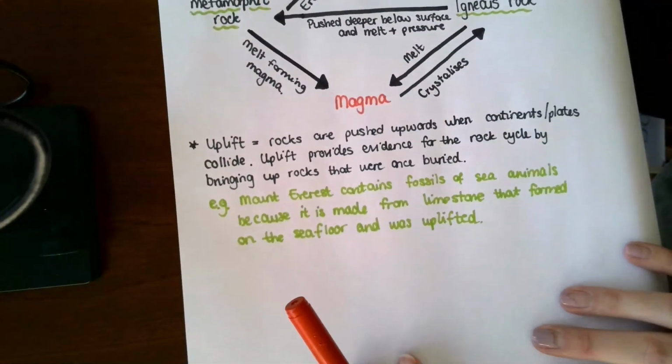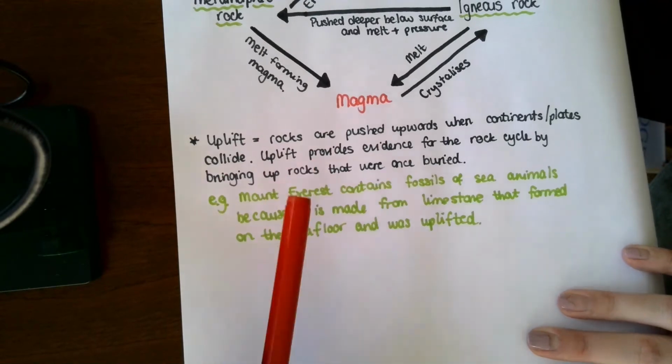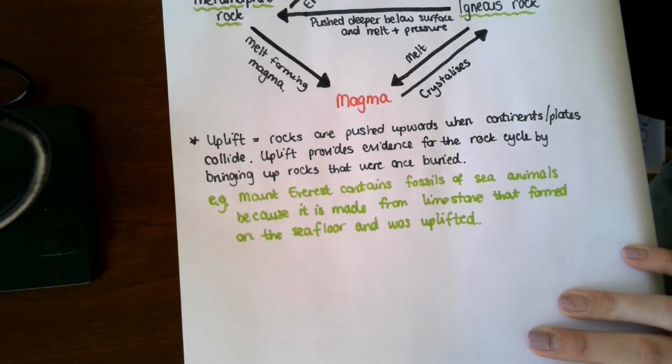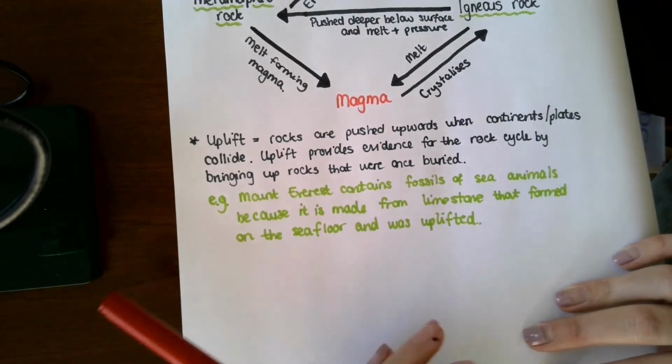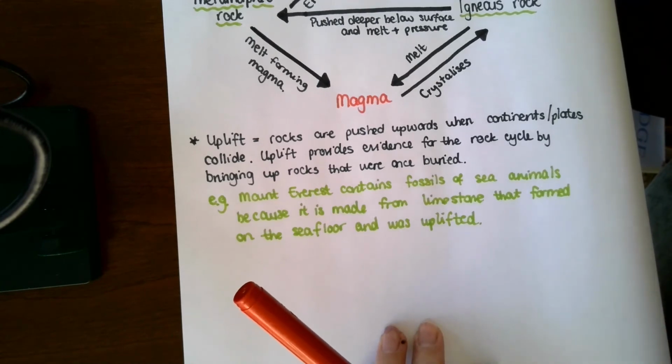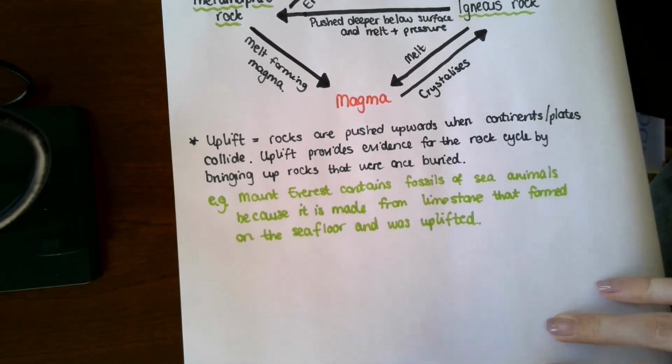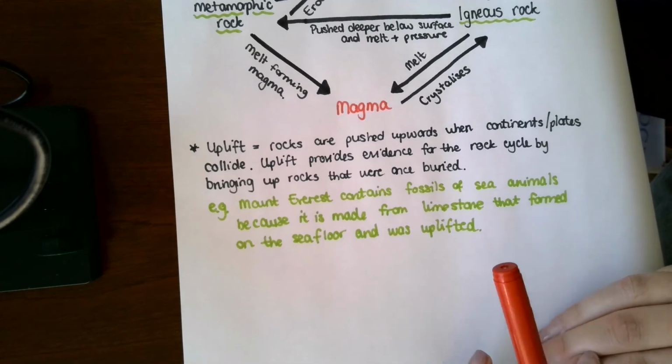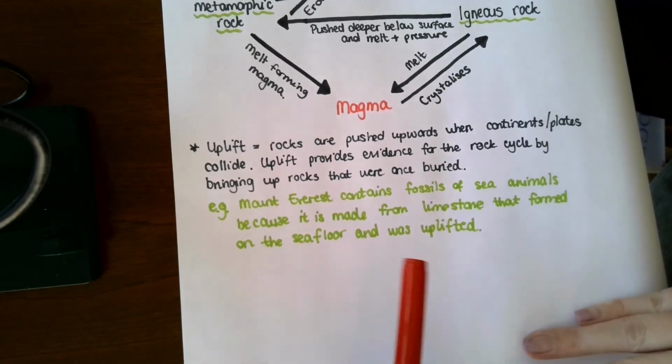I've mentioned the word uplift. Uplift is when rocks are pushed upwards when continents or plates collide. So remember, the surface of the earth has lots of plates on it and they all move around. When they crash into each other, so when they collide, they either push down into the surface or they push up high and form mountains.